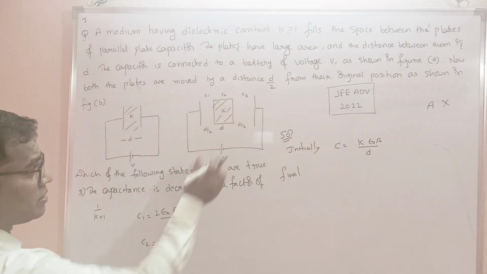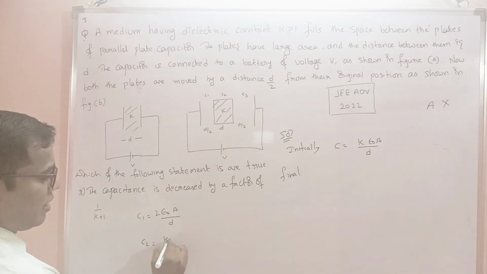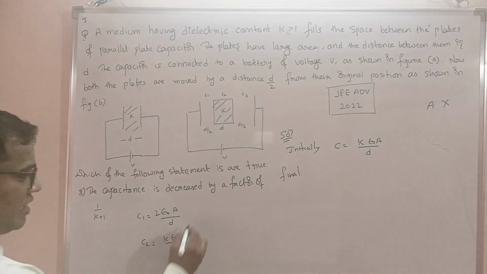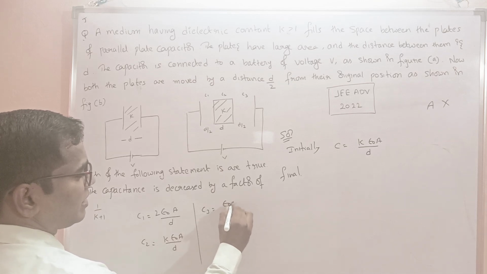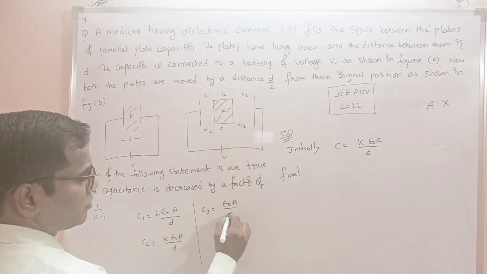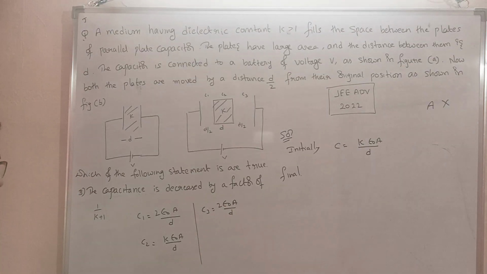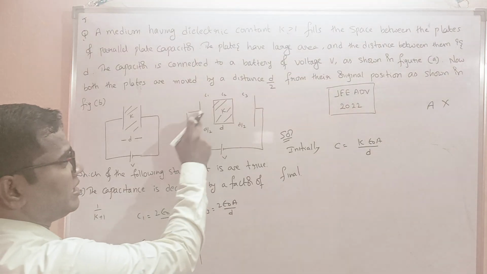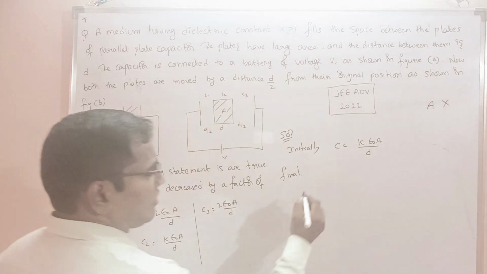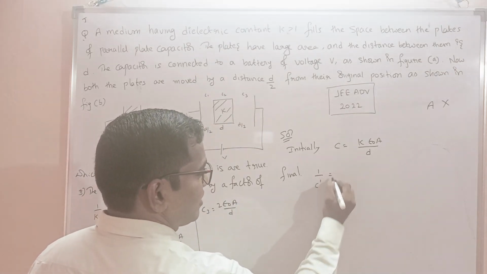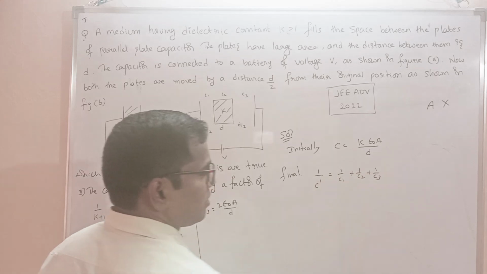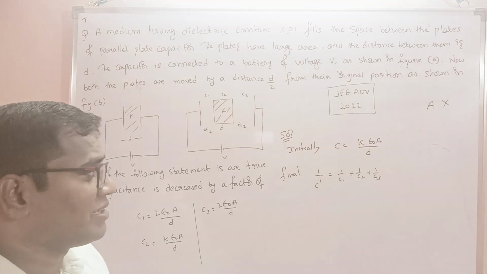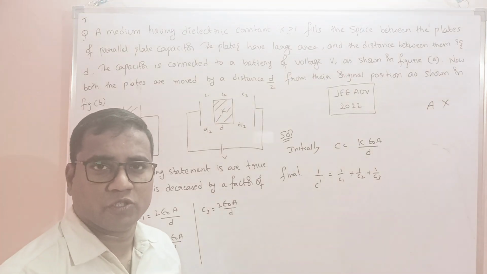C2 can be written as K epsilon naught A by d, and C3 will be, again, epsilon naught A by d by 2, so here 2 epsilon naught A by d will come. These 3 capacitors are connected in series. So the effective capacitance, I will write C dash, 1 by C dash can be written as 1 by C1 plus 1 by C2 plus 1 by C3. I will find it out, and after that I will compare with the initial capacitance, so we will get the answer.